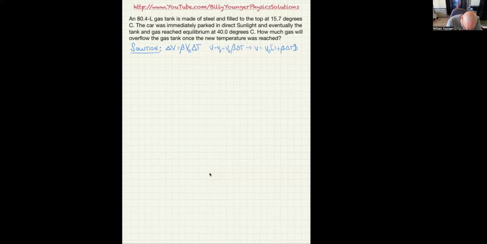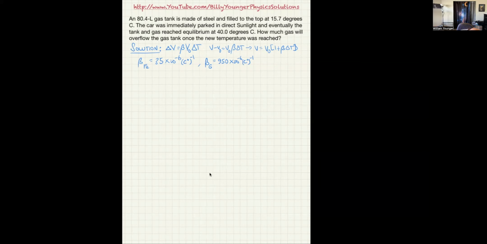So for instance, the beta for iron or steel is actually 35 times 10 to the negative 6 reciprocal Celsius degrees. The beta for the gasoline is actually equal to 950 times 10 to the negative 6 reciprocal Celsius degrees.